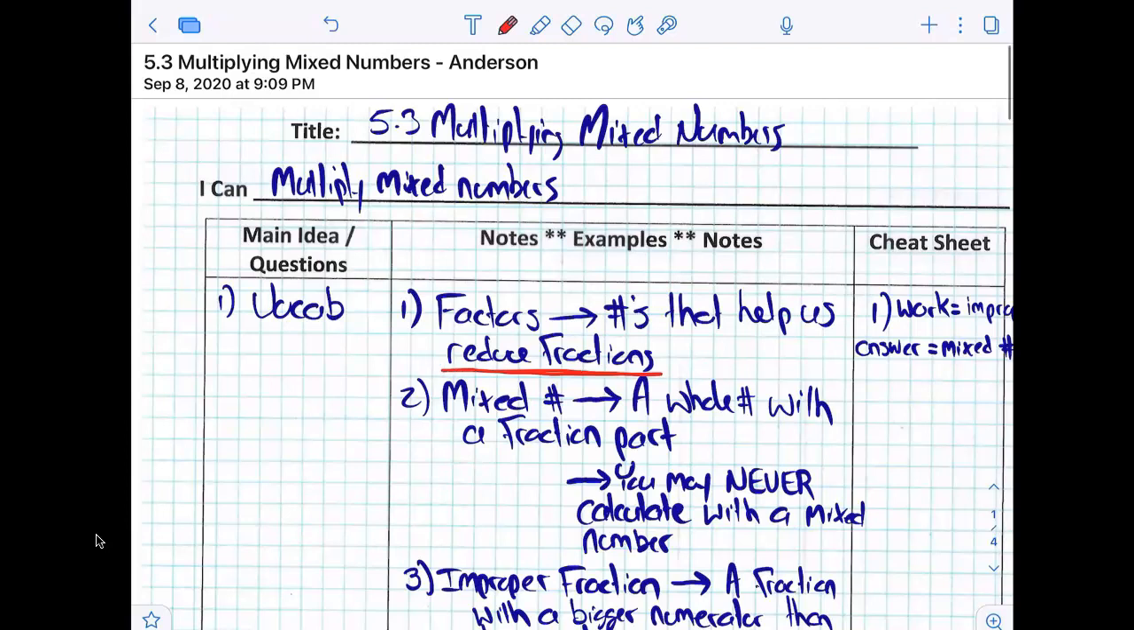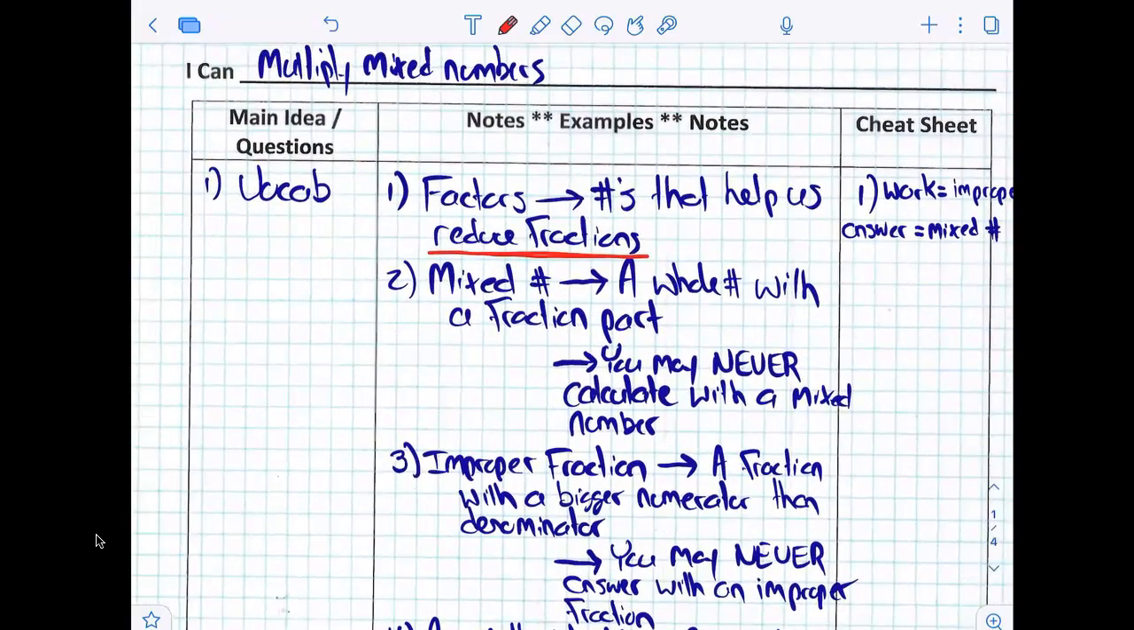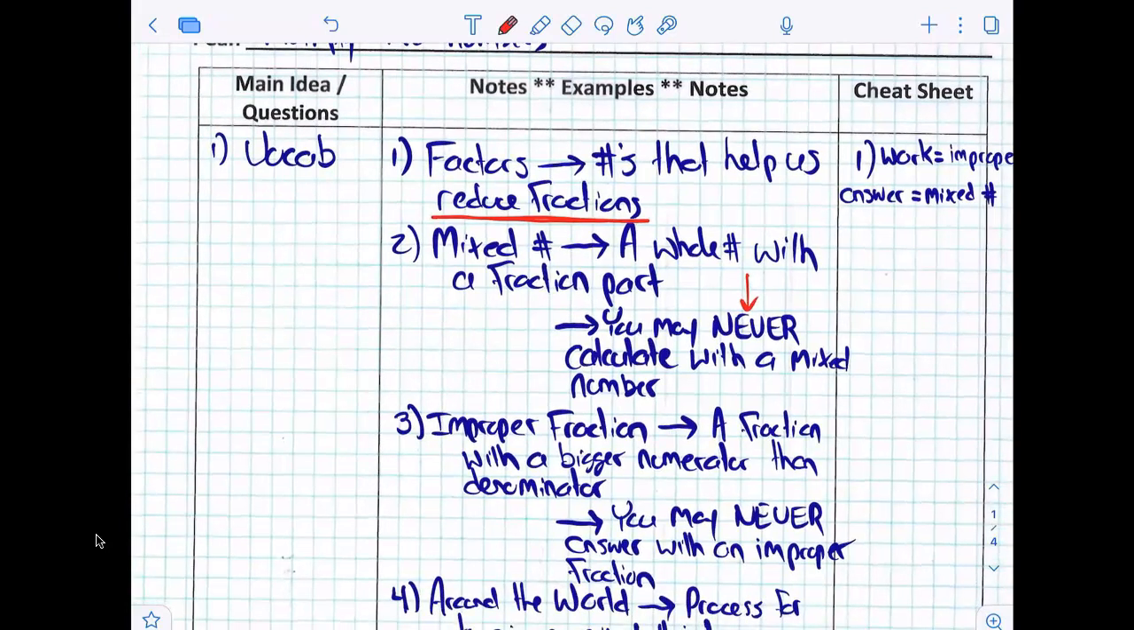All right, I have 4 questions here for you. Can you calculate with mixed numbers? No, you may never do that. Can you answer with improper fractions? Nope, you can never answer with improper fractions. Can you answer with mixed numbers? Yes. Can you calculate with improper fractions? Yes. Okay, you got it.